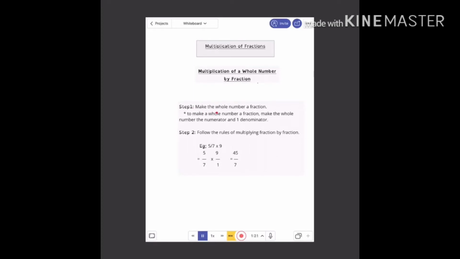Step 1 is to make the whole number a fraction. It's simple to make a whole number a fraction. First, we have to keep the numerator as the number itself and then make the denominator 1.